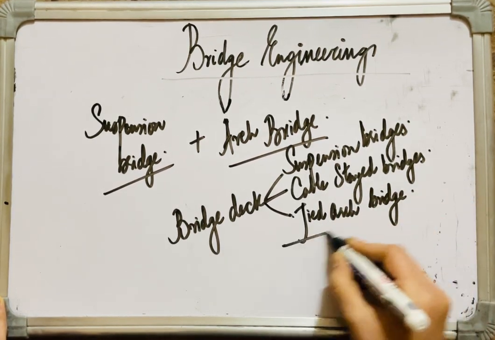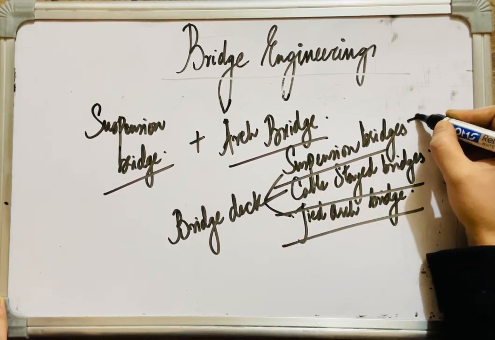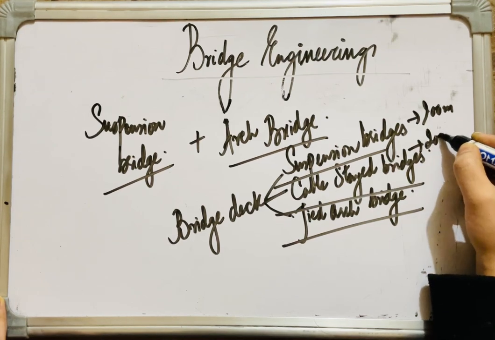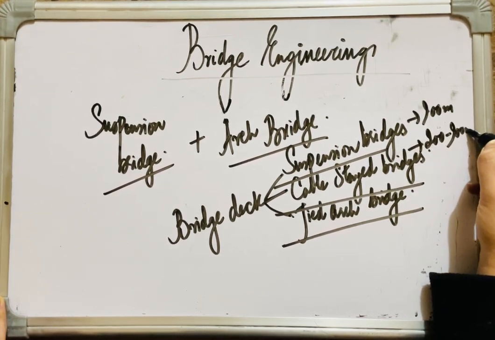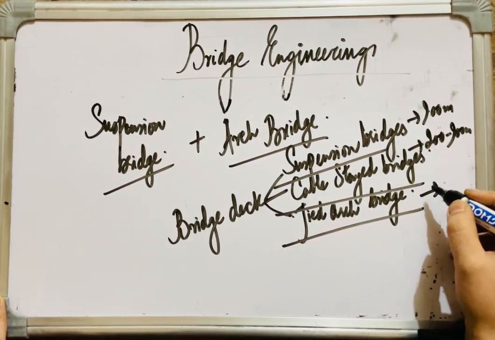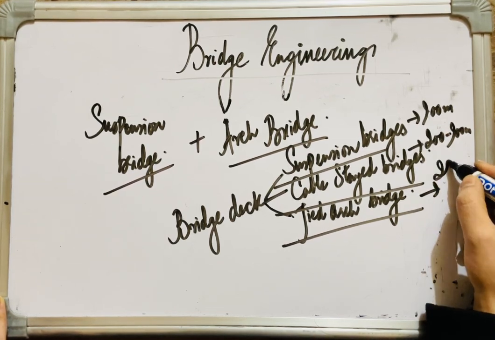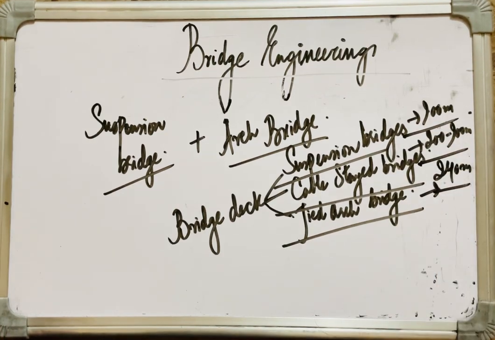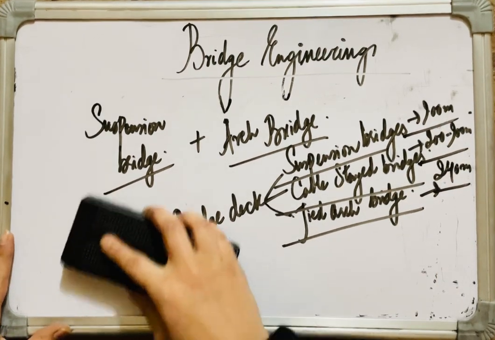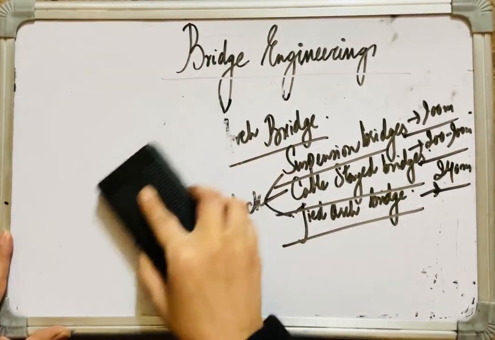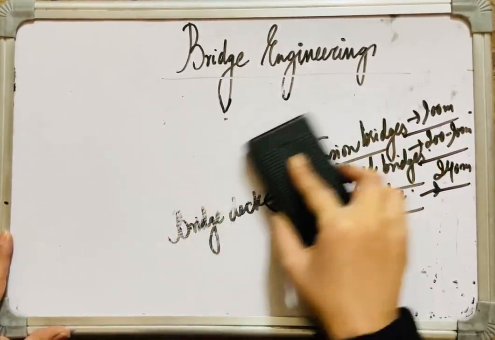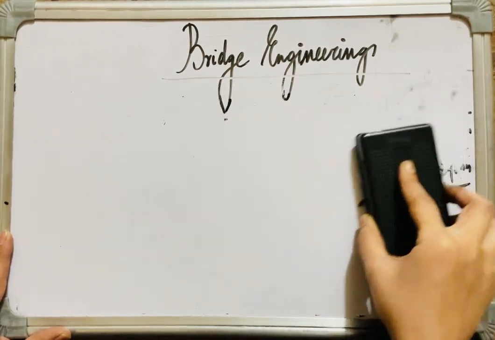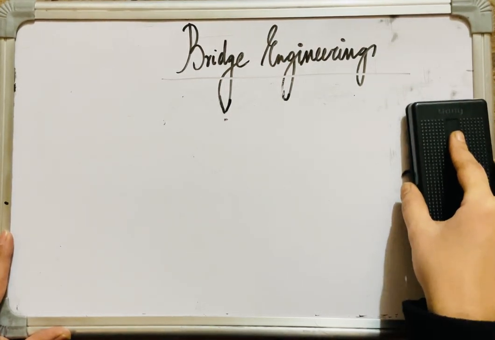Now, the beauty of span, here we can go beyond 900 meters. These are ideal for 200 till 900 meters, and in case of a tied arch bridge we can go maximum up till 240 meters. All right, so this was about the basic forms of bridges. This is essentially a classification based on the type of the superstructure used. Next topic is classification of bridges.